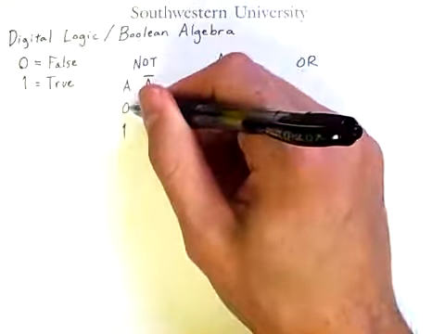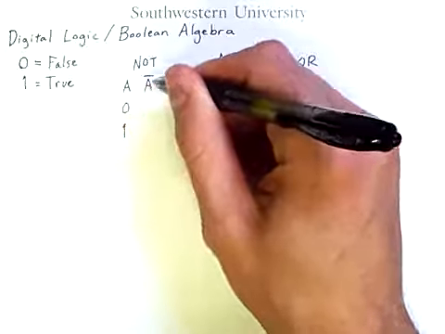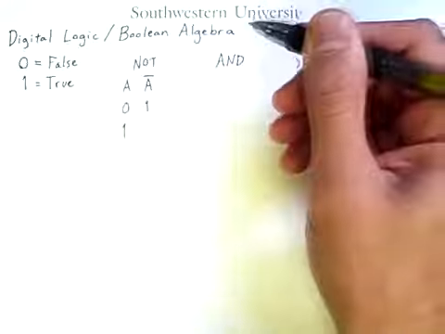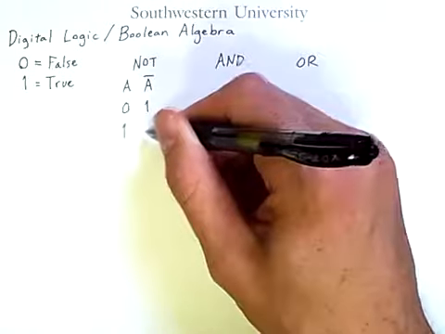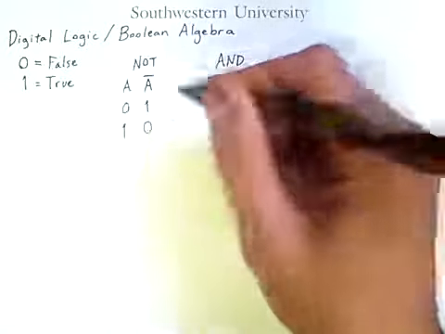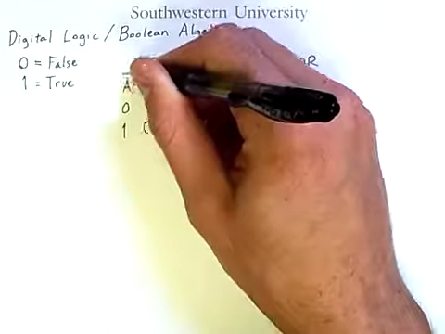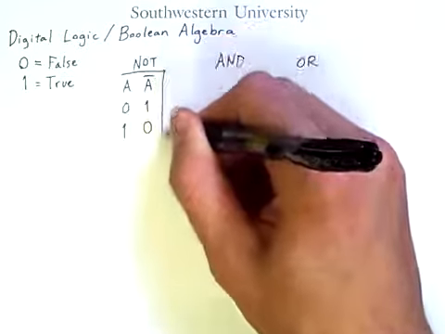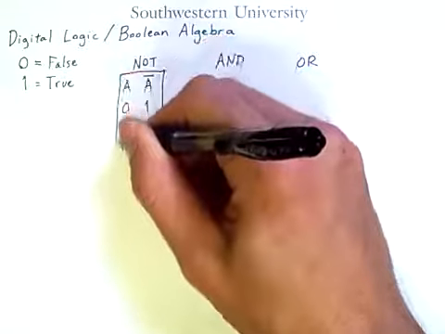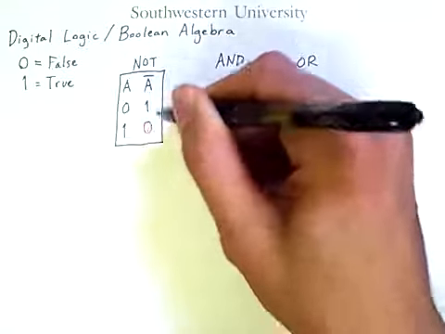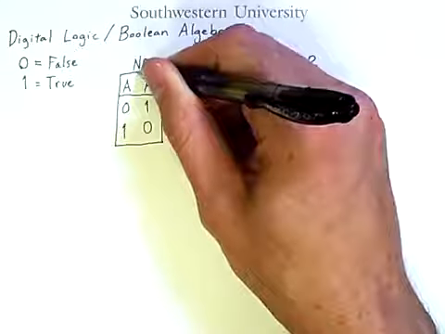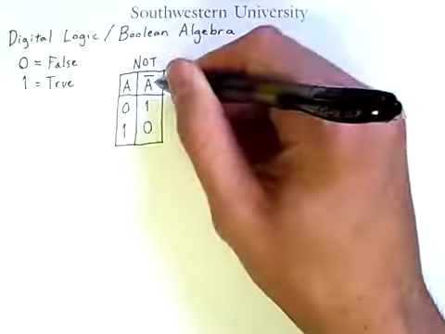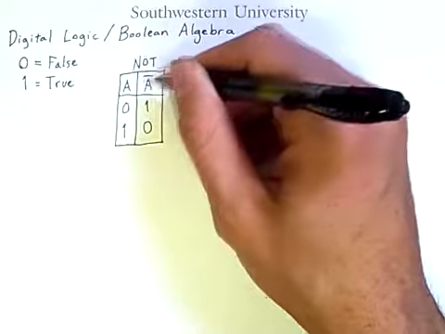If a is 0, then the negation of a is 1. And if a is 1, then the negation of a is 0. It is simply the opposite. Now what I've drawn here is referred to as a truth table. I list out all possible values of input variables, and then I determine the value of some expression of the input variables.